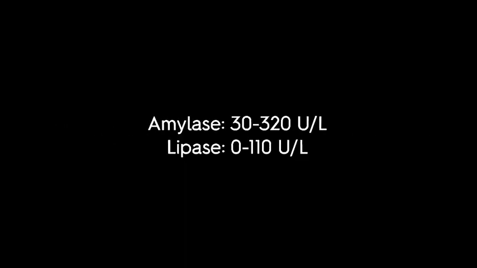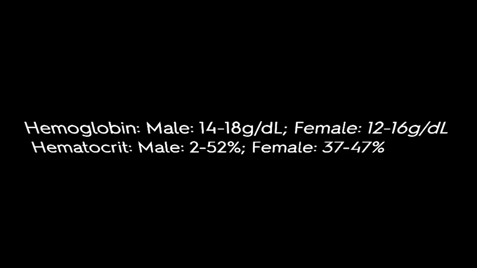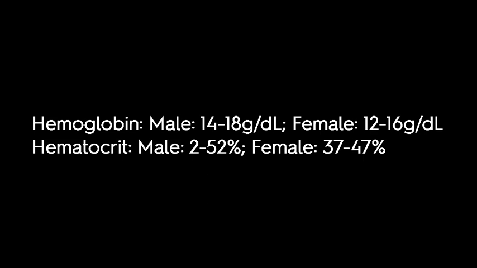Normal lab values for amylase and lipase. Amylase, 30 to 220 U/L. Lipase, 0 to 110 U/L. Normal lab values for AST and ALT. AST, 8 to 40 U/L. ALT, 10 to 30 U/L. Normal lab values for hemoglobin and hematocrit. Hemoglobin, male 14 to 18 grams per deciliter, female 12 to 16 grams per deciliter. Hematocrit, male 42 to 52%, female 37 to 47%.